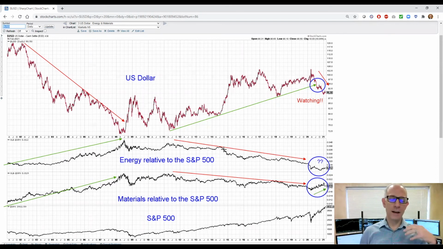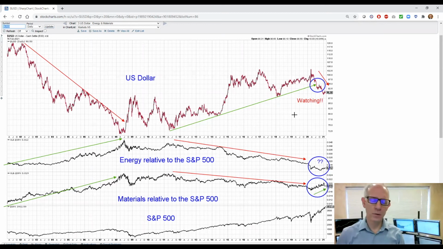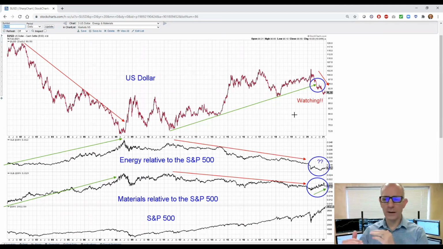So again, kind of a domino effect. When one thing happens, it leads to another. Now we're watching this level here. We've clearly broken support on the dollar. It seems to be dropping. So we're watching that very closely to determine, is that going to continue to drop, or is it going to find some footing and continue its march upwards?